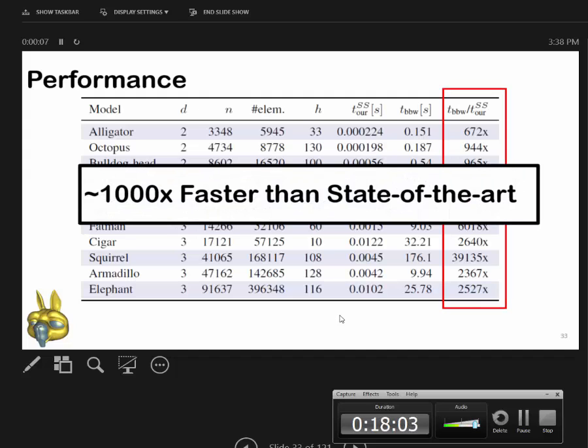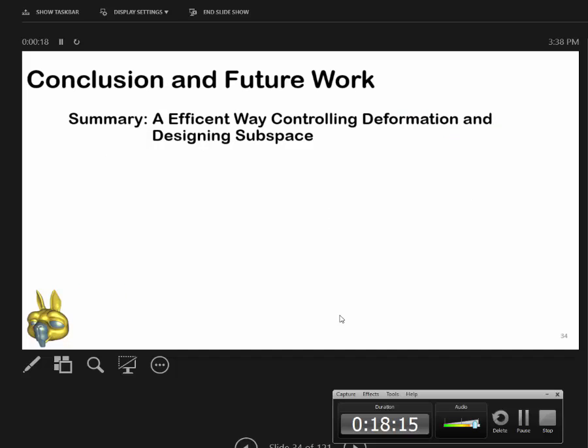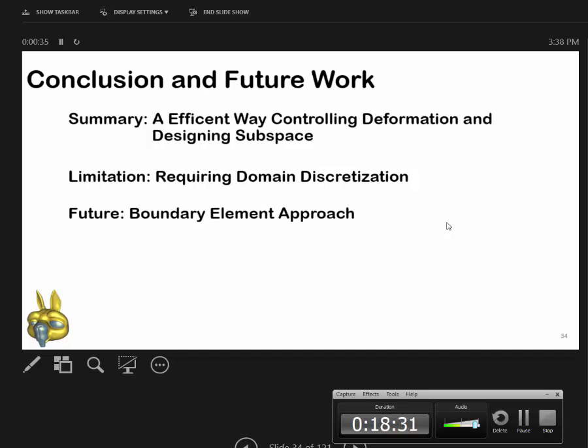Compared to previous methods, we solve a much cheaper problem, just a linear problem, whose solver is highly optimized. So we are much faster than previous automatic skinning weights. In summary, our technique provides an efficient way of controlling deformations and also designing subspaces. However, there are several limitations and also opportunities for future work. The first is that we always require discretization of the input domain, which is hard. This might suggest future work using the boundary element method instead of our finite element approach. And we imagine that similar techniques could be used to interpolate quantities other than deformation fields.